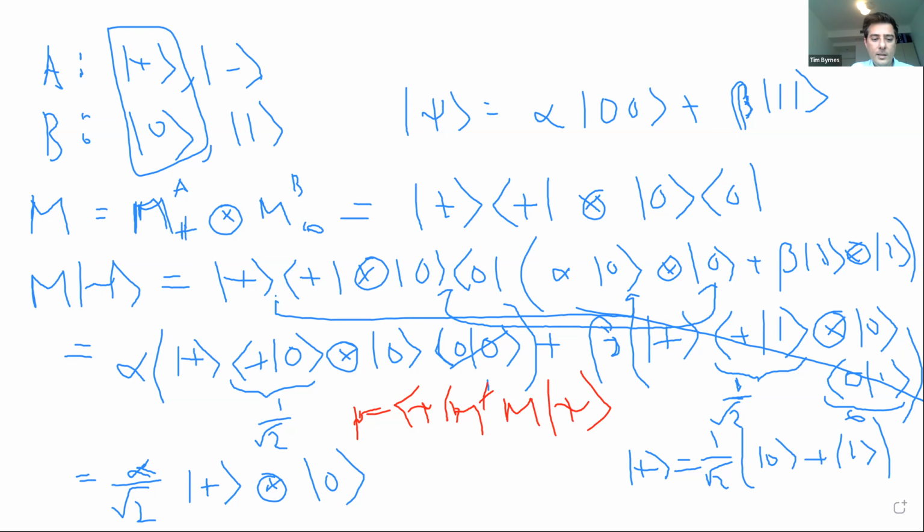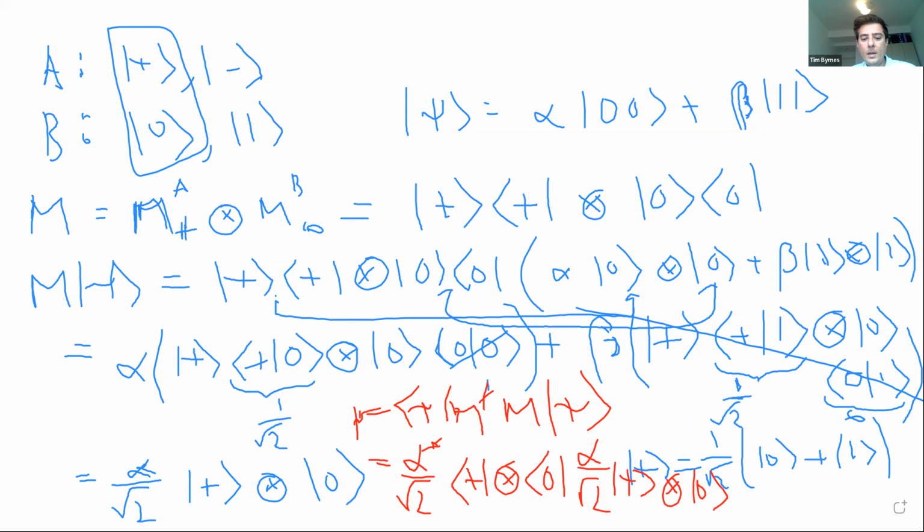The measurement operator state. Basically, in this case, it's just going to be alpha star over root 2, then plus inner product 0, alpha over root 2, plus 0. And the plus state and the zero state are normalized, so eventually the states just give 1, and we will have alpha squared over 2 as the probability.